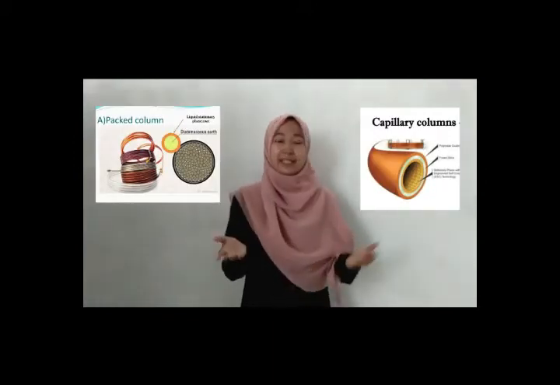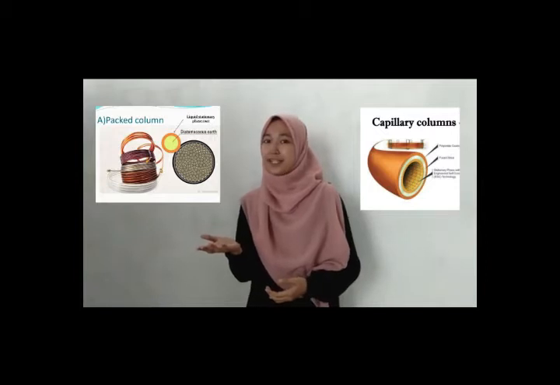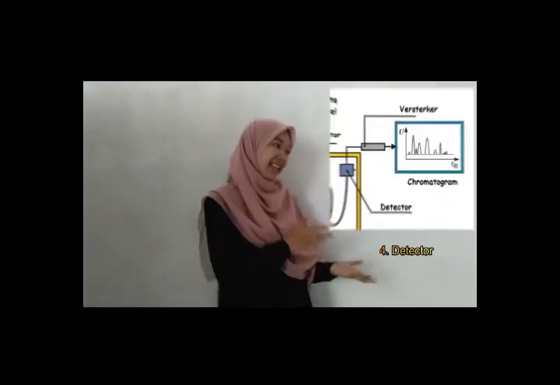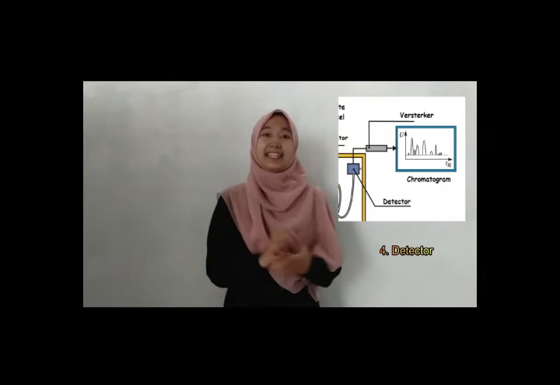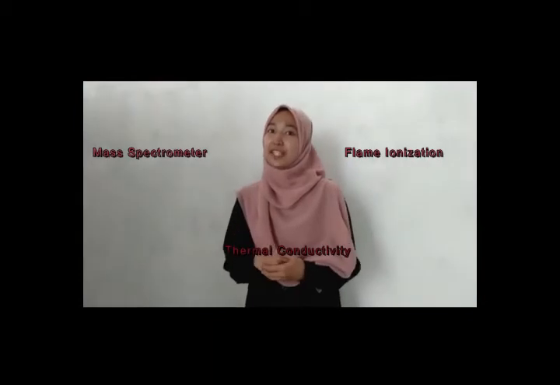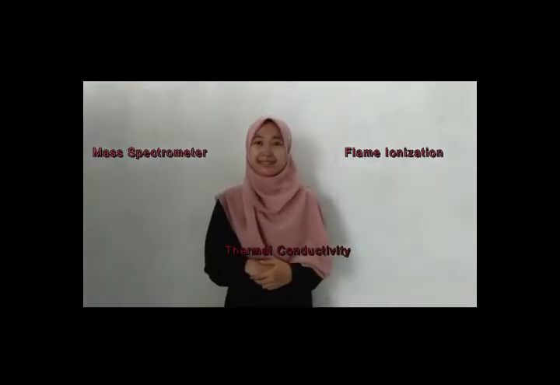There are two types of column, packed and capillary. Packed is used for non-polar sample preparation and capillary is used for polar sample separation. The last one is the detector. The detector is used to generate the signal to be converted into a chromatogram. It also helps to sense the presence of individual components after the sample leaves the column. Examples are the mass spectrometer, flame ionization, and thermal conductivity.